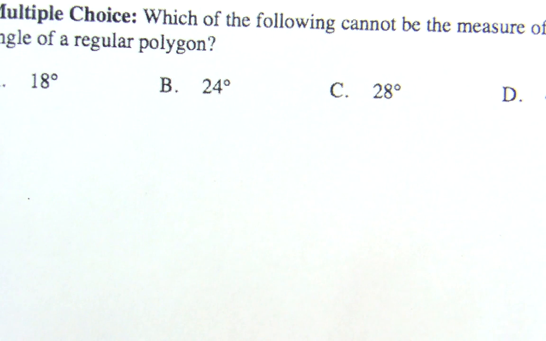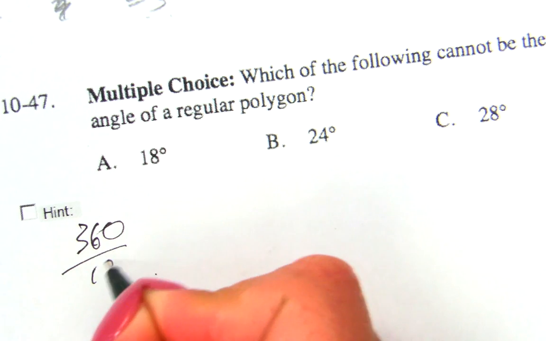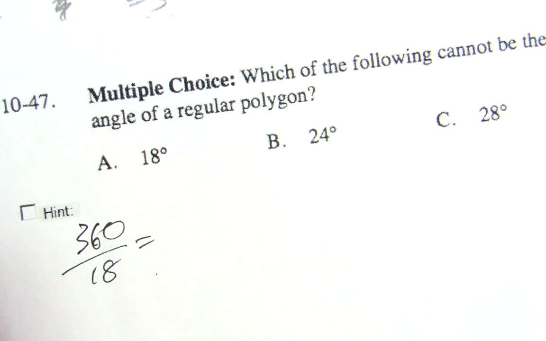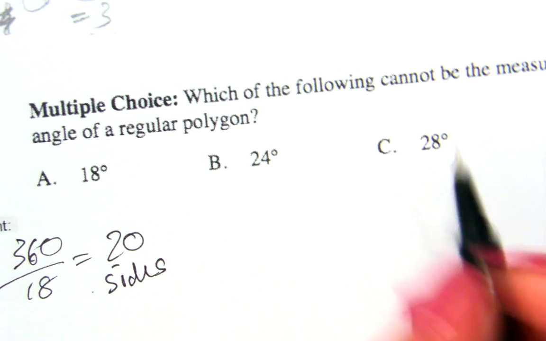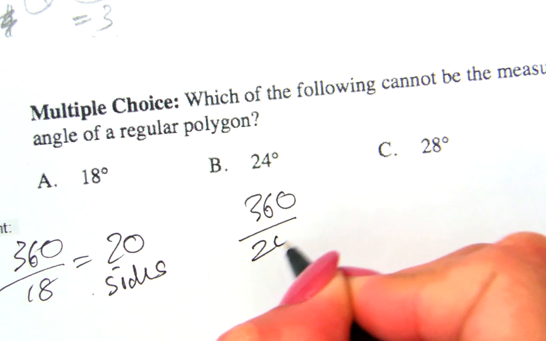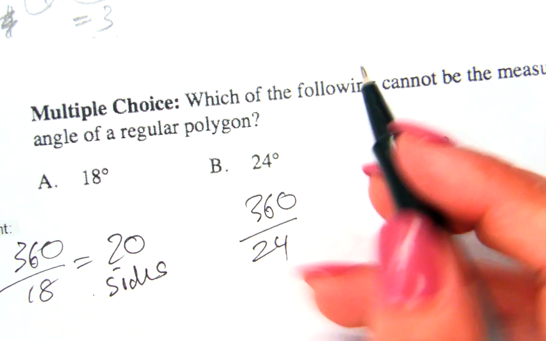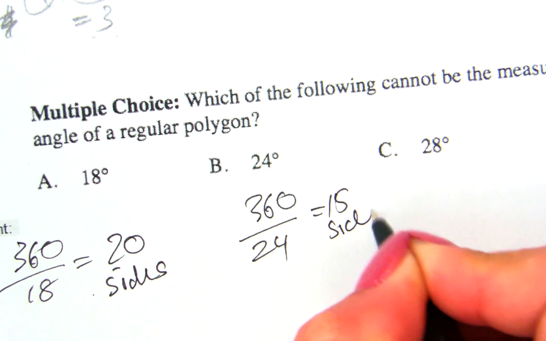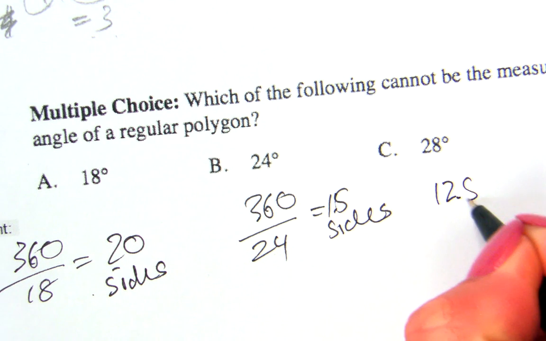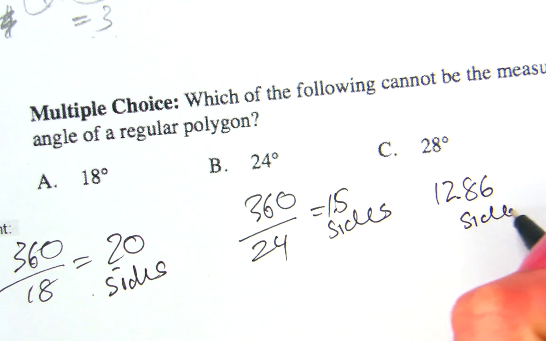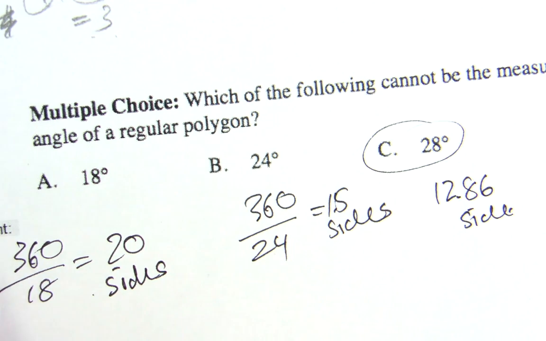Which of the following cannot be the measurement of an exterior angle of a regular polygon? Okay, so let's just divide. 360 divided by 18 is equal to 20. Okay, so this is 20 sides. 360 divided by 24, 15 sides. 360 divided by 28 has 12.86 sides. Okay, that doesn't make any sense. So far it's C. 360 divided by 40 is 9 sides.